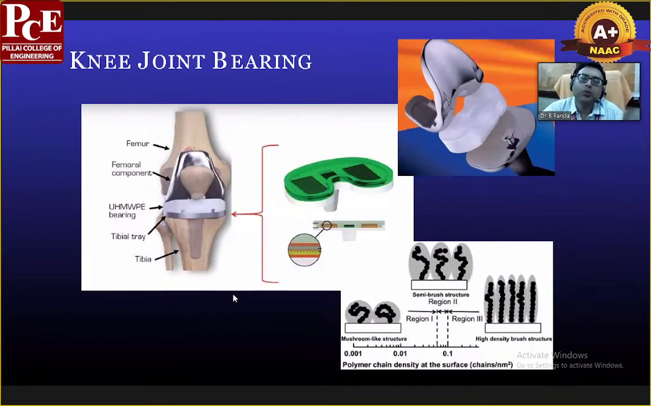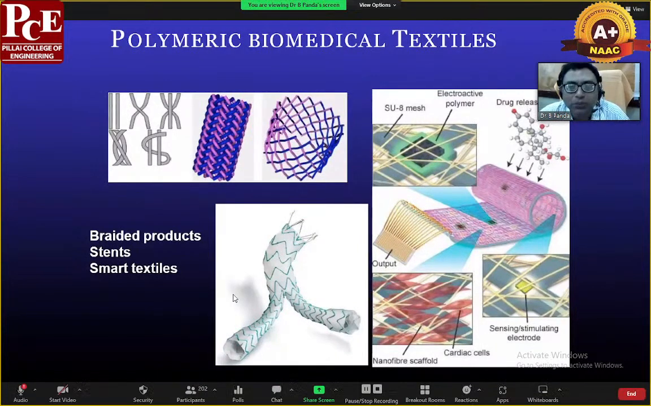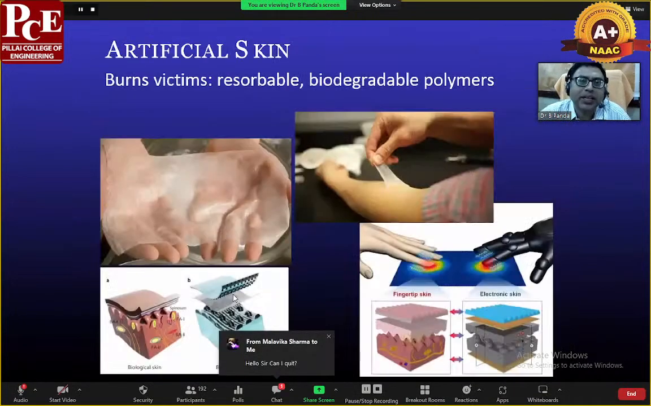Now you understand that polymers are so useful in any kind of field. Now you can see polymers in biomedical textiles. I am not going to explain any one of these; I am just creating an understanding of how much polymers are inserted in our day-to-day activity and what futuristic applications we can see very soon with polymer materials. Now, this is again artificial skin.